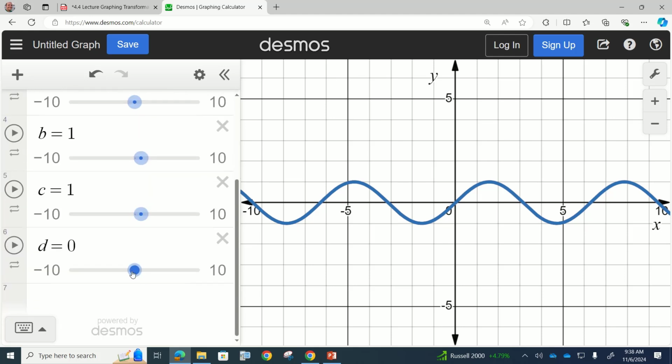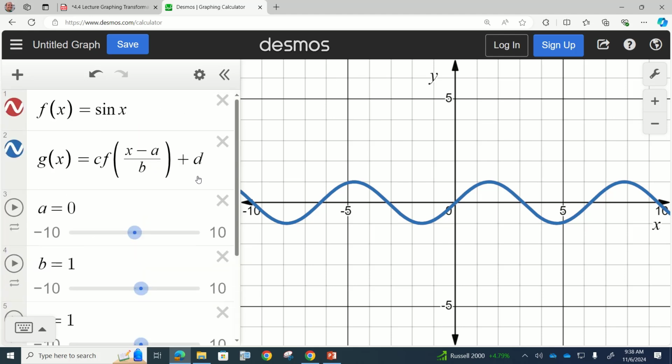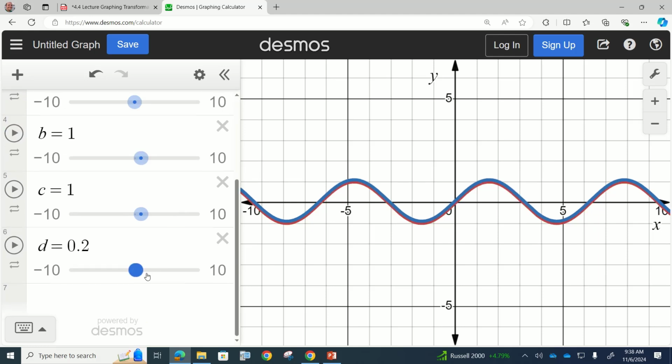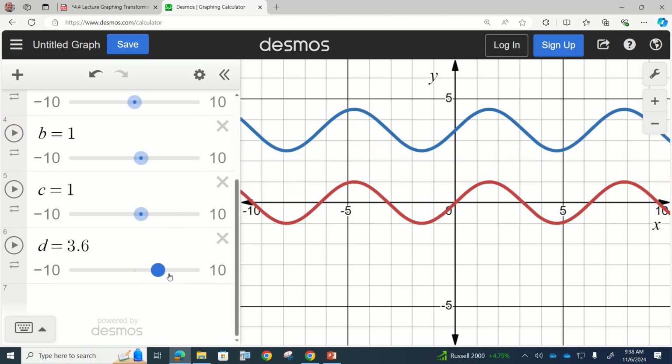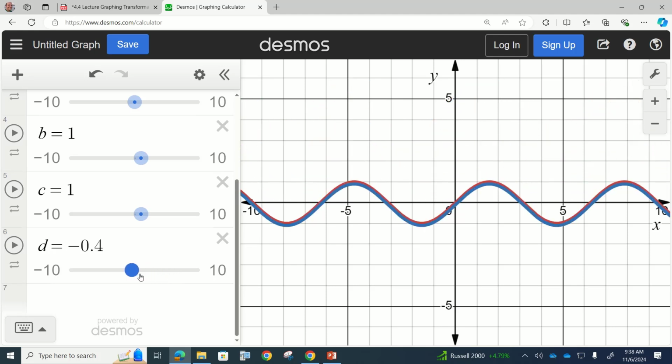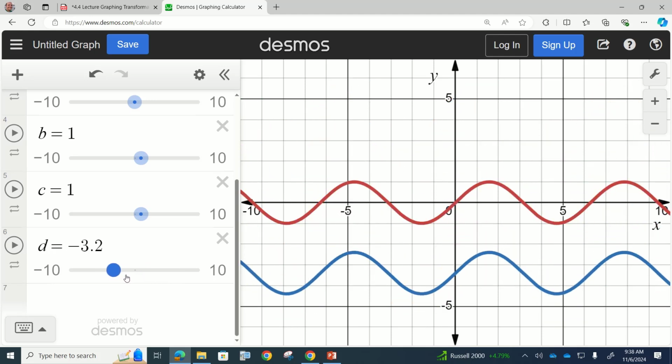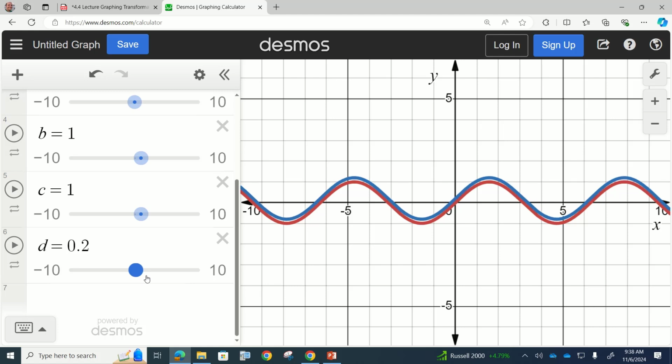And then lastly, what does d do? Right? D is the number I add on to the very, very end. And adding a number to the end is going to move my function up, and subtracting a number from the end is going to move my function down. Okay, so these values change the location and scale of the curve.